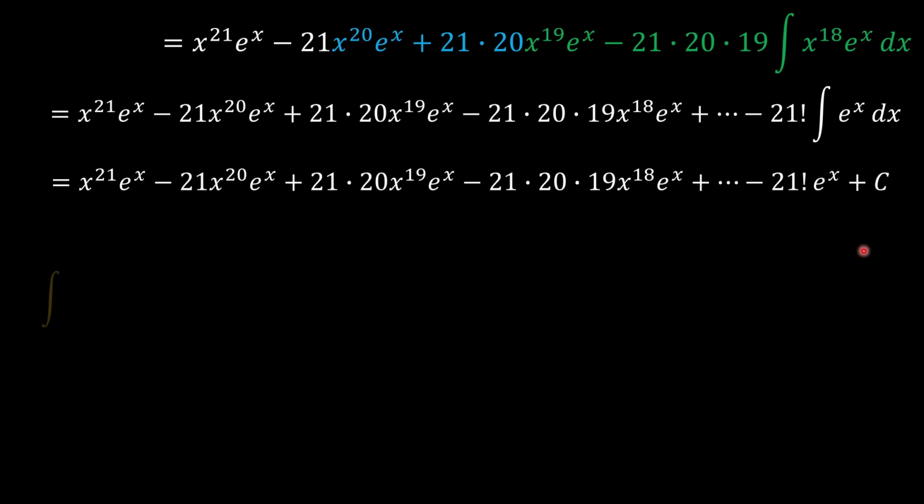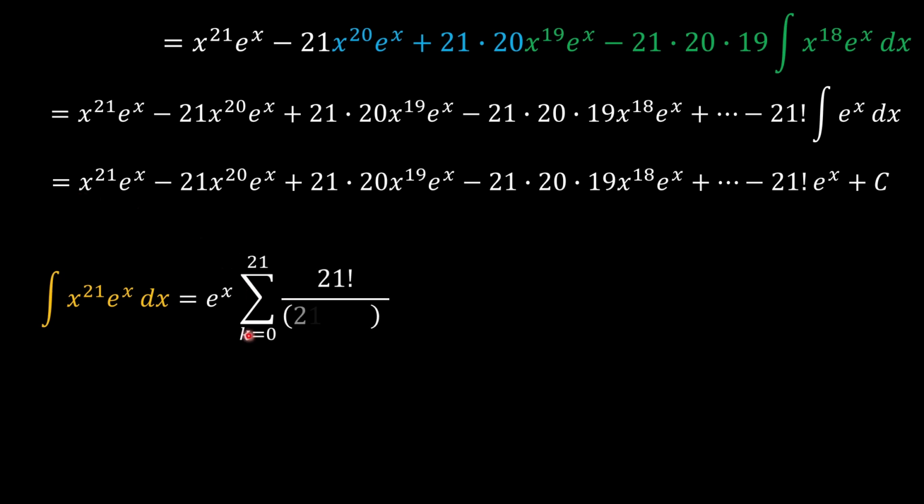We can succinctly express the solution that we've obtained here as e to the power x, because we can pull that out, times the summation from k equals 0 to k equals 21 of 21 factorial over 21 minus k factorial times negative 1 to the power k times x to the power k, plus the integration constant. And this here, ladies and gentlemen, is our solution. It just requires patience and being a little bit attentive to the detail.